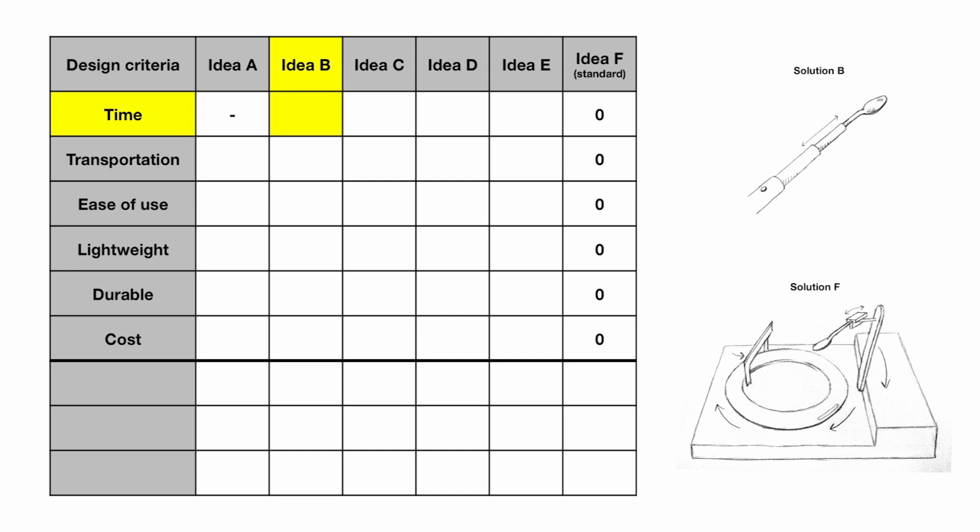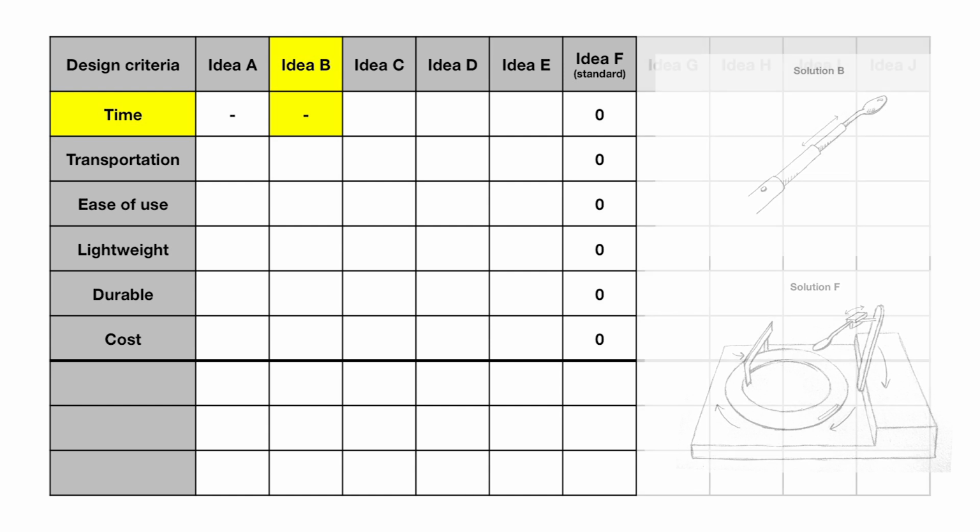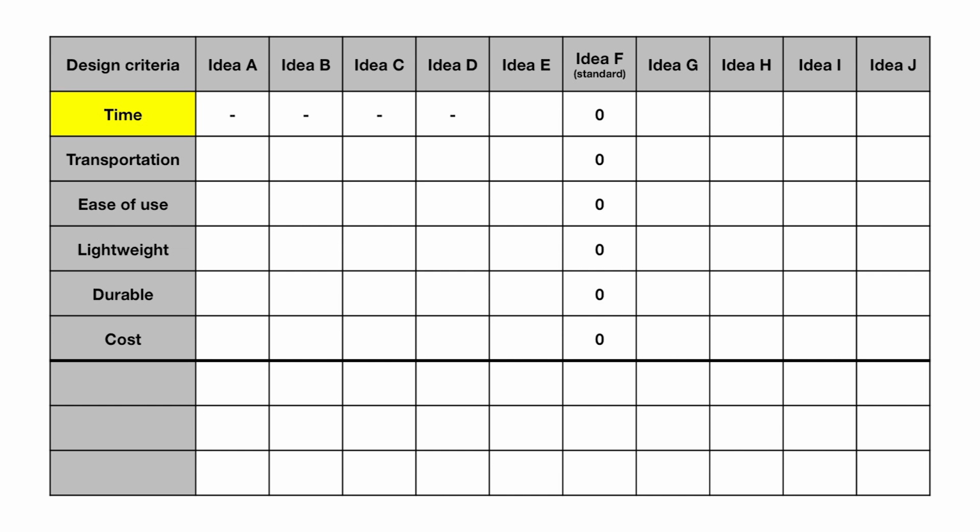Next, we're going to compare the reduction in feeding time for solution B as compared with solution F. Solution B also gets a minus because this too requires volitional movement for the child and would thus be slower than solution F. So if you look across for all the other solutions, except for solution H, all of them also receive minuses for this very same reason. In contrast, solution H is an automatic mechanism, like a Ferris wheel, that delivers the food to the mouth automatically. For this reason, it receives a 0, comparable to the standard solution.